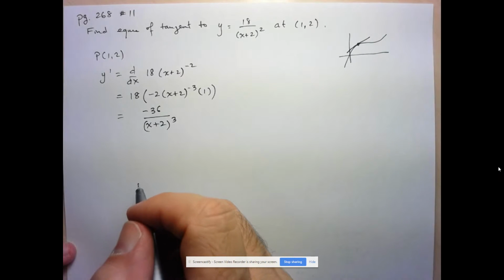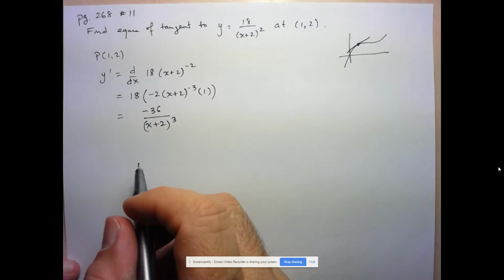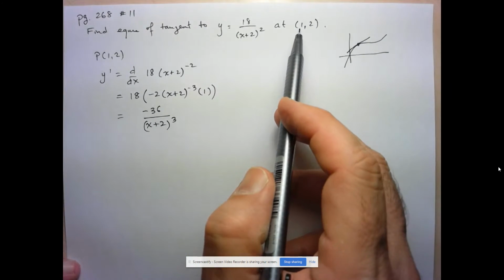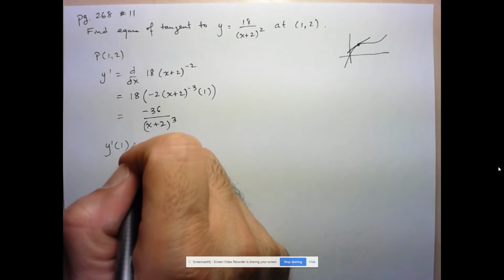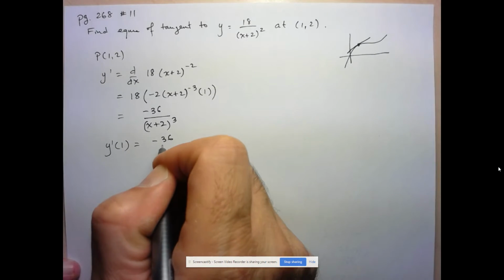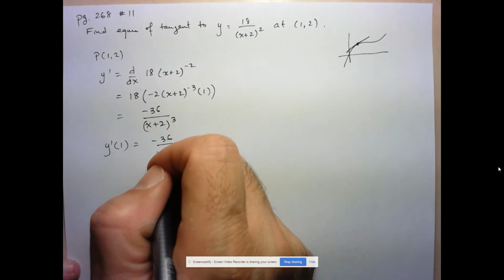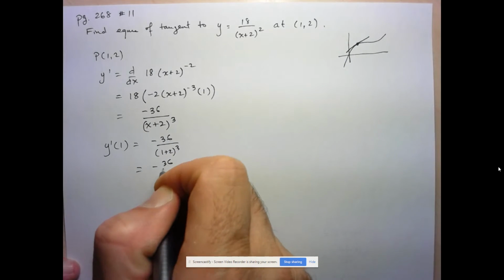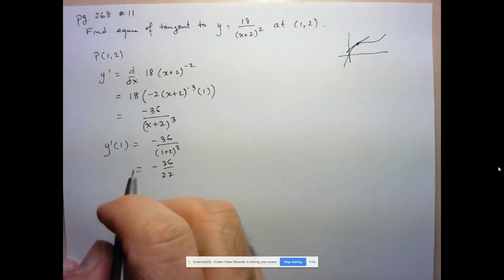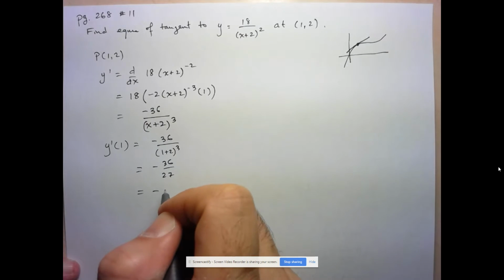All right, so there's our derivative function, but we're interested in the slope of the tangent at x equals 1. So we're going to find the derivative specifically at x equals 1. So that's negative 36 over (1 + 2) cubed. So that's negative 36 over 27. And that is going to be, dividing both by 9, negative 4 over 3.